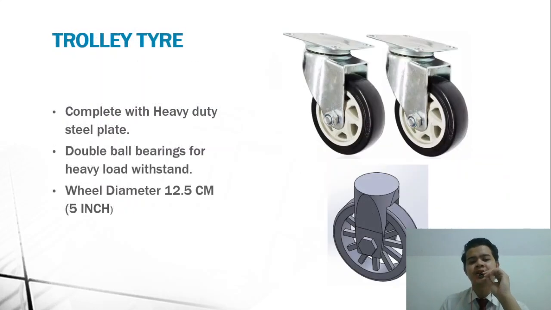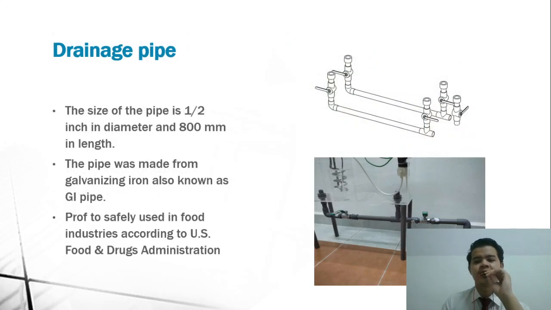Okay, next one is the trolley tire. This trolley tire has a 5-inch diameter and can withstand a heavy load of the oil tank. Next one is the drainage pipe. For the drainage pipe, we use a half-inch diameter and 800 mm in length. The pipe is a galvanized pipe or GI. GI pipe was approved by the FDA to be safely used in the food industry.